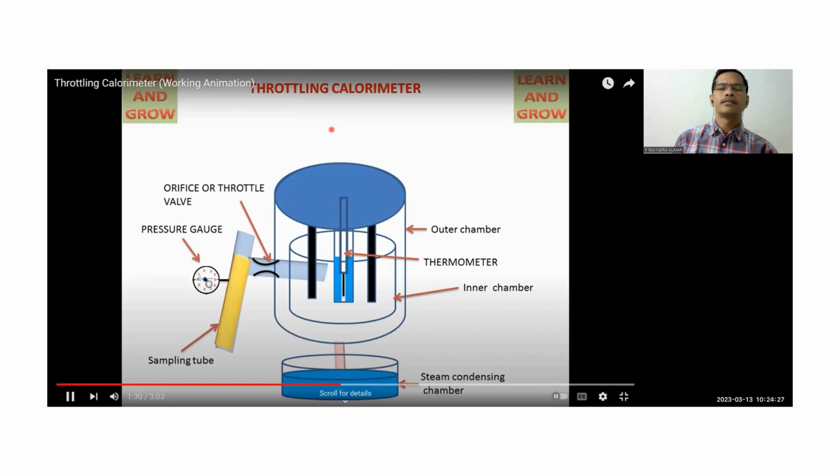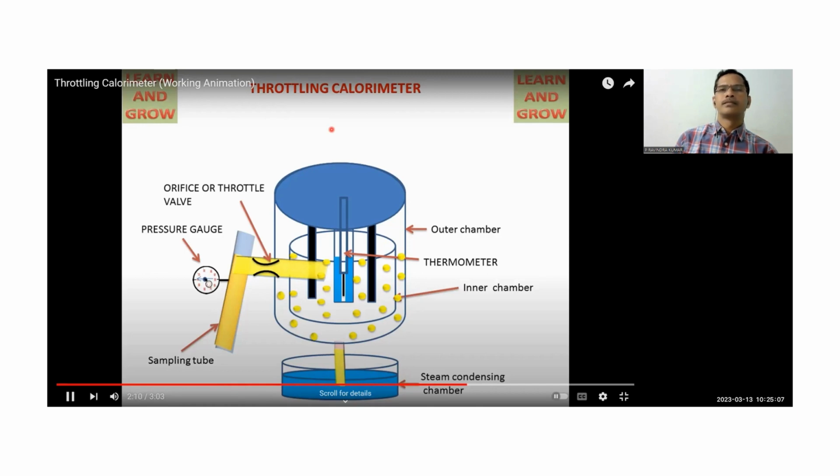When steam comes through the sampling tube, it will pass through this throttle valve and become superheated. And this superheated steam will go to the inner chamber of the throttling calorimeter. In the throttling calorimeter, it will go in the downward direction and then upward direction. It will reach the outer chamber, and from the outer chamber it will go to the steam condensing chamber, and in the steam condensing chamber it will be condensed into water. Now this is the working of the throttling calorimeter.